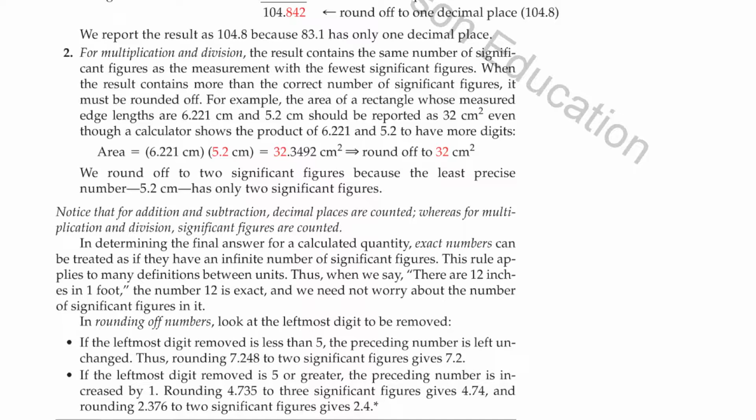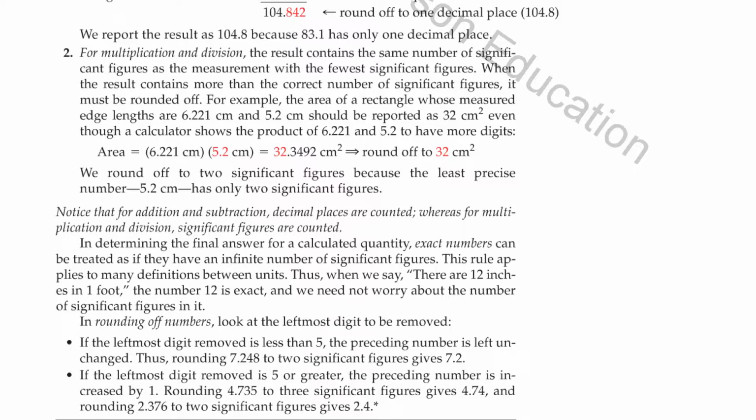The lowest number of significant digits is 2 in 5.2, so the answer must be rounded to two significant figures, 32. We round to two significant figures because the least precise number, 5.2, has only two significant figures. Notice that for addition and subtraction, decimal places are counted, whereas for multiplication and division, significant figures are counted.